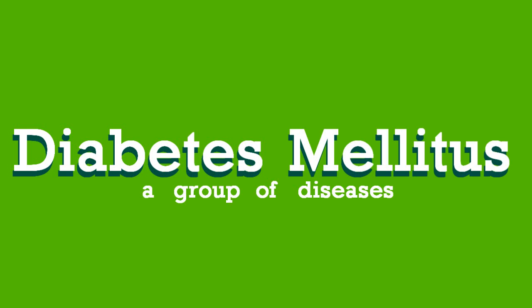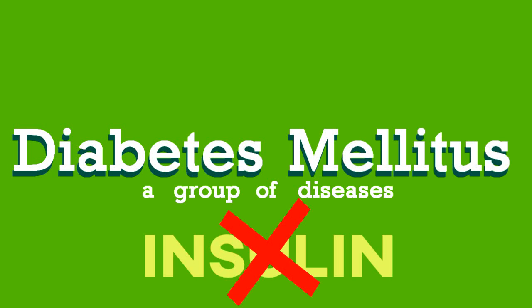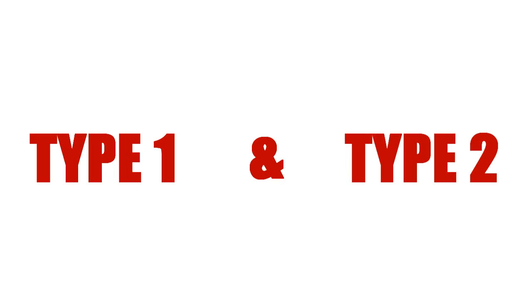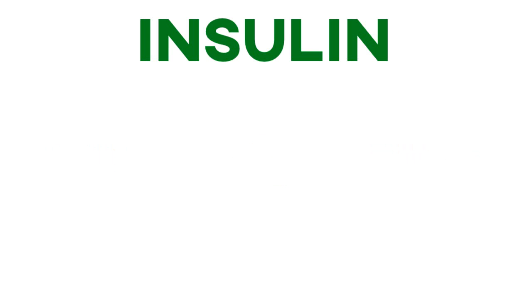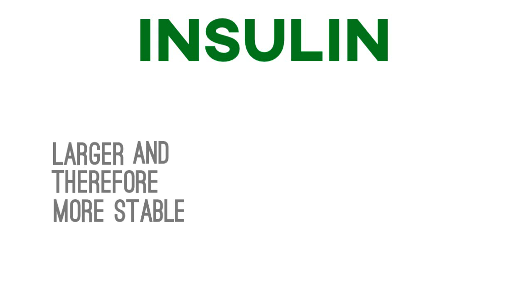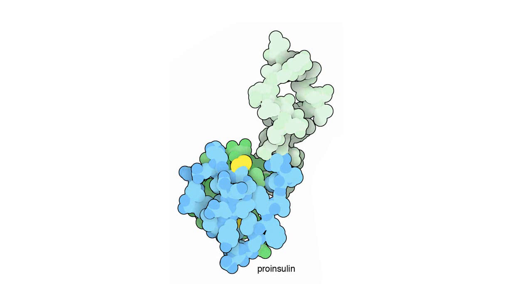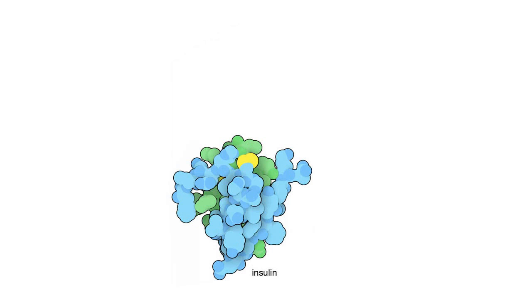Diabetes mellitus is a group of diseases caused by a malfunction in the insulin pathway. There are two types of diabetes, type 1 and type 2. The process to make insulin starts with the translation to make a larger and therefore more stable molecule called proinsulin. An extra piece of proinsulin is cleaved to make the smaller, less stable insulin molecule.